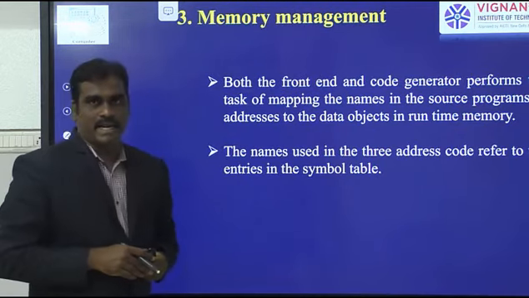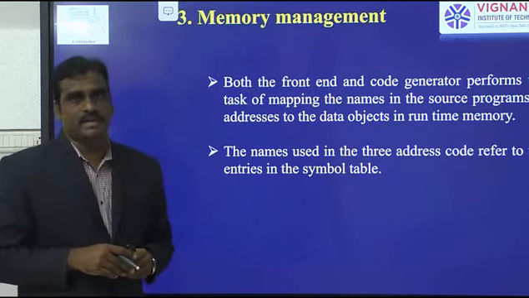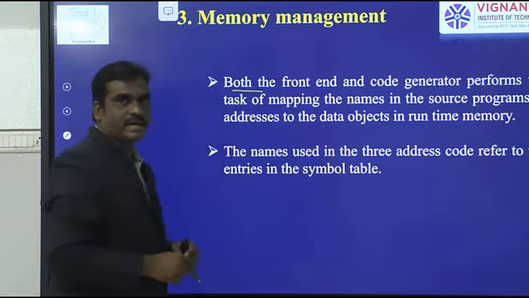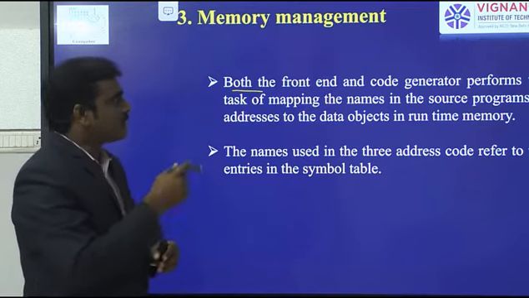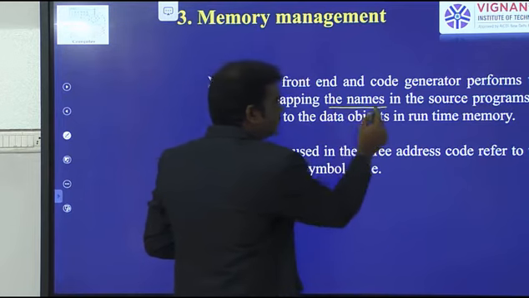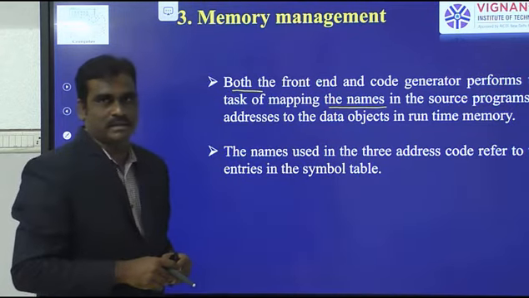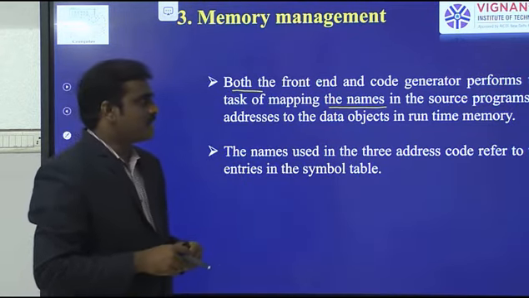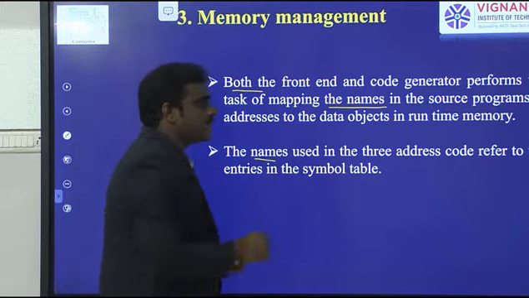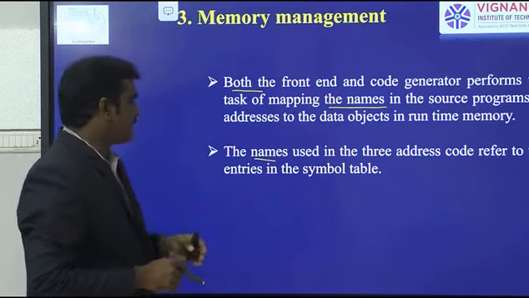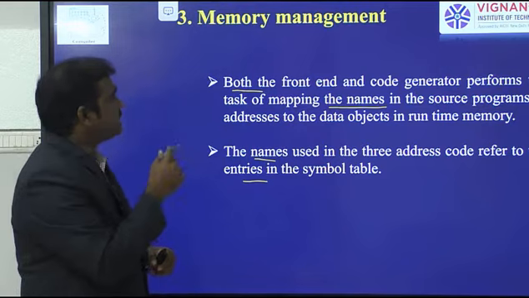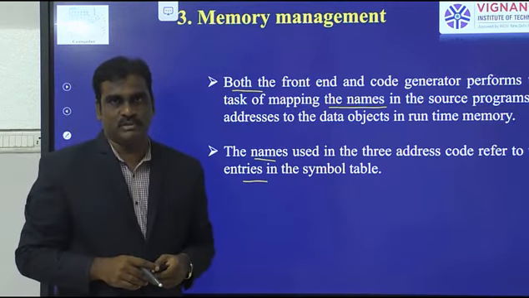The third one is memory management. In this case, both the front end and the back end, like the code generator, perform the task of mapping the names in the source program to addresses of the data objects in runtime memory. And whatever names are used in the 3 address code refer to entries in the symbol table. All of these are related to memory management issues.